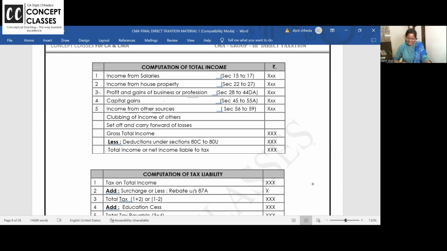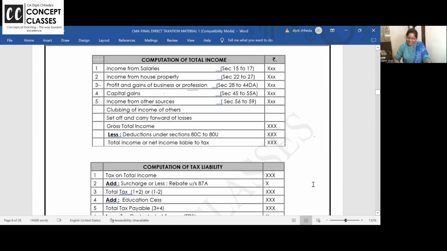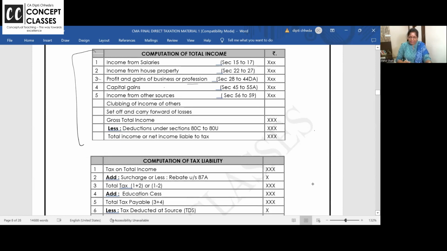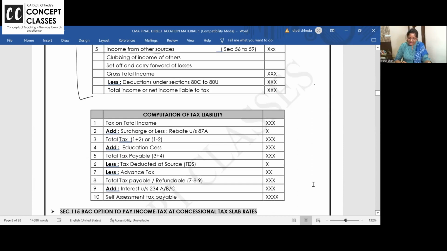Tax planning mein. Once you get your income, it is called GTI, gross total income. Then you get deductions from 80C to 80U if you have put your money in PPF and so on. And this is your total income. So here we complete the computation of income. Then we have computation of tax. Tax is calculated on income. Now here I have written add surcharge minus rebate.